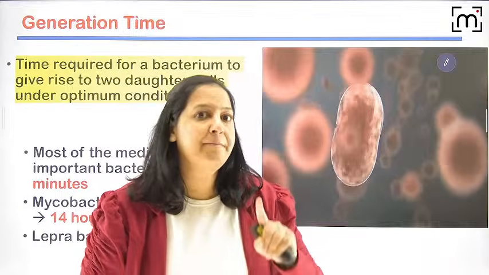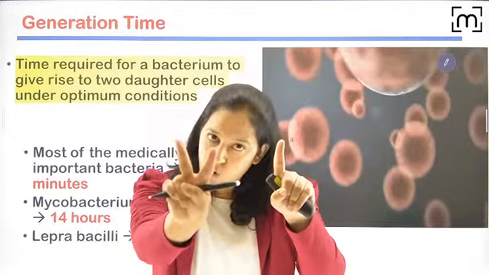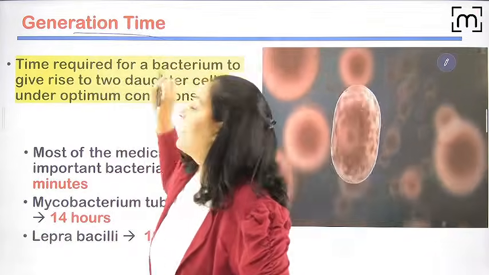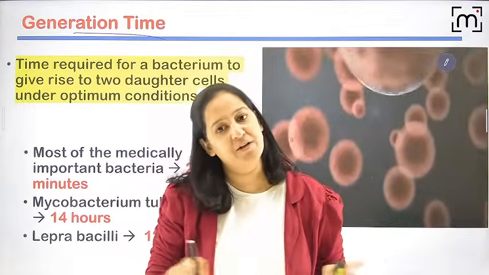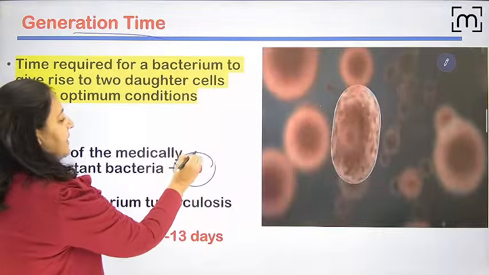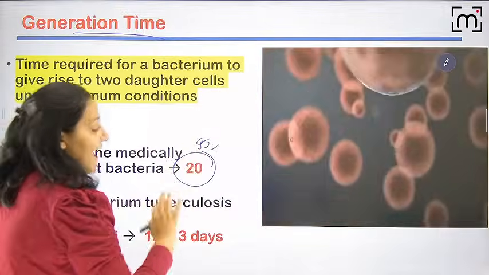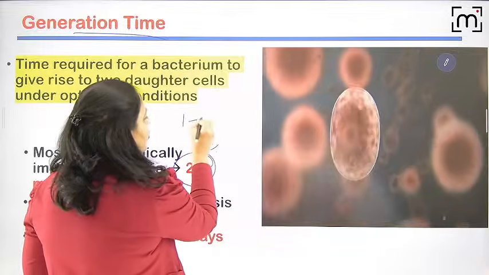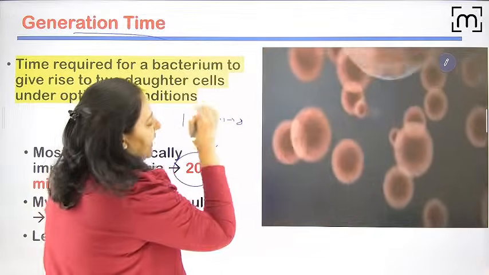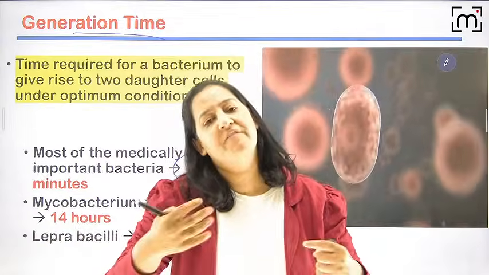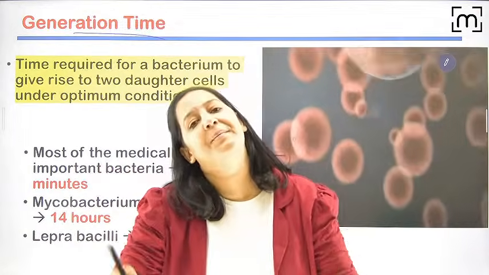The time required by one bacterium to divide into 2 bacteria is known as generation time. What is generation time? It is the time required by one bacterium to divide into 2 bacteria. The generation time is 20 minutes in 99% of the bacteria. Every 20 minutes, bacteria divide into 2. So it is 1 to 2, 2 to 4, 4 to 8, 8 to 16, 16 to 32, 32 to 64, and so on. It keeps on dividing every 20 minutes.